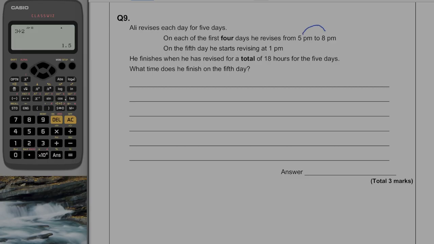Okay, so 5 p.m. to 8 p.m. is 3 hours. So we want to do 18 minus 4 lots of 3, which is going to be 18 minus 12, which is going to be 6 hours. So that's the time that he wants to revise for. So if he starts at 1 p.m., so 1 p.m. plus 6 hours is going to give us 7 p.m.